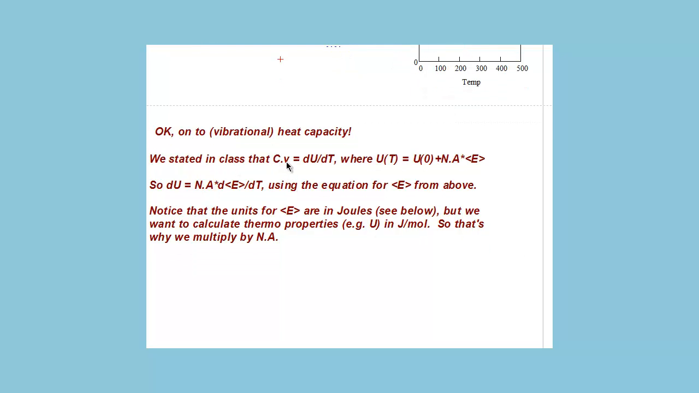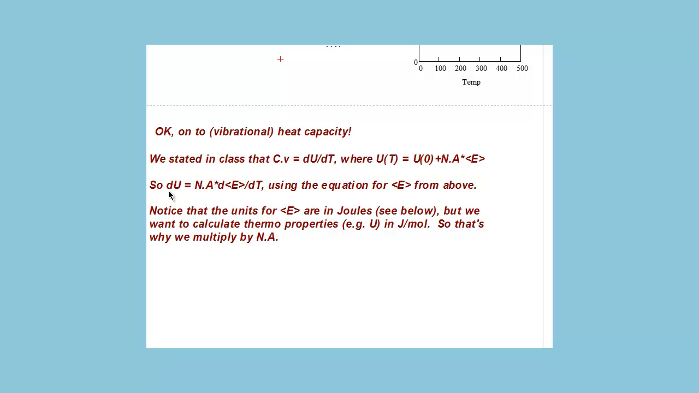Heat capacity, C sub V, which means constant volume. Constant volume heat capacity is equal to the change in internal energy with respect to temperature. And if you remember from class, internal energy at any temperature T equals internal energy at 0, plus, and this is the important part, for molar energy, Avogadro's constant times the average energy. This is the same average energy that we just calculated above.